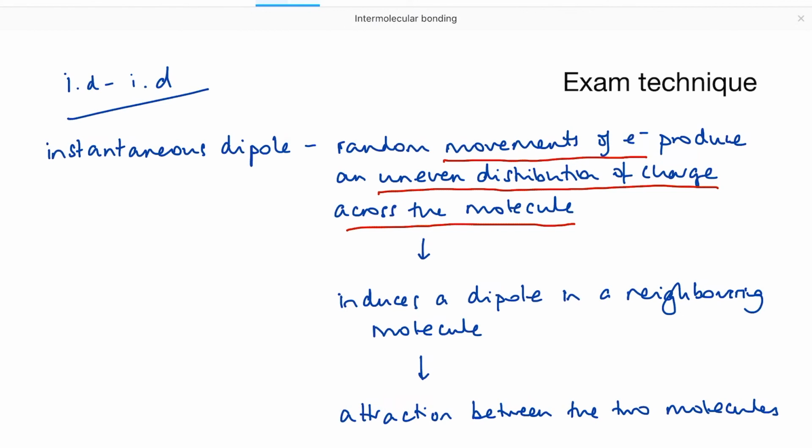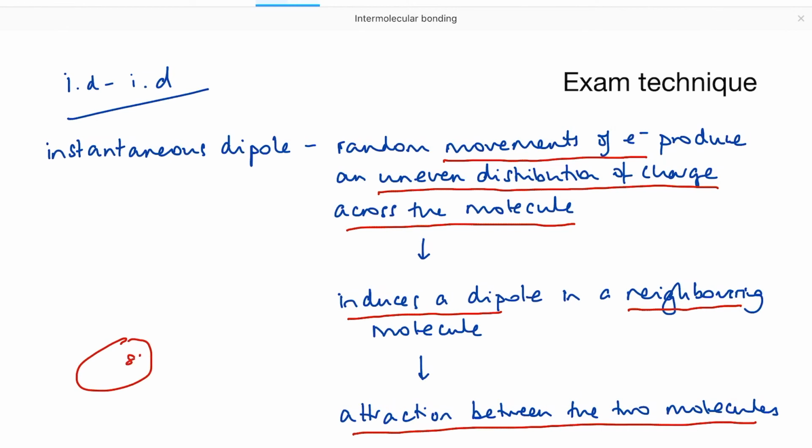The molecule with instantaneous dipole induces a dipole in a neighbouring molecule. We need to be really clear in our answer that this is happening in 2 separate molecules. And then the third bit, which is often left out, this idea that we have an attraction between the 2 molecules. An attraction between the delta positive end of one molecule and the delta negative in my induced molecule. And drawing pictures is a really good way both to help you describe what's going on and to make it clear that you know what you're talking about.